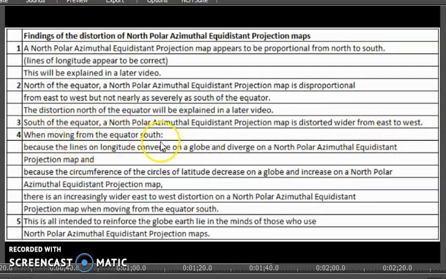South of the equator, a north polar azimuthal equidistant projection map is distorted wider from east to west when moving from the equator south, because the lines of longitude converge on a globe and diverge on an azimuthal map, and because the circumference of the circles of latitude decrease on a globe and increase on an azimuthal map, there is an increasingly wider east to west distortion on a north polar azimuthal equidistant projection map when moving from the equator south. And this is all intended to reinforce the globe-Earth lie in the mind of those who use the North Polar Azimuthal Equidistant Projection Map.